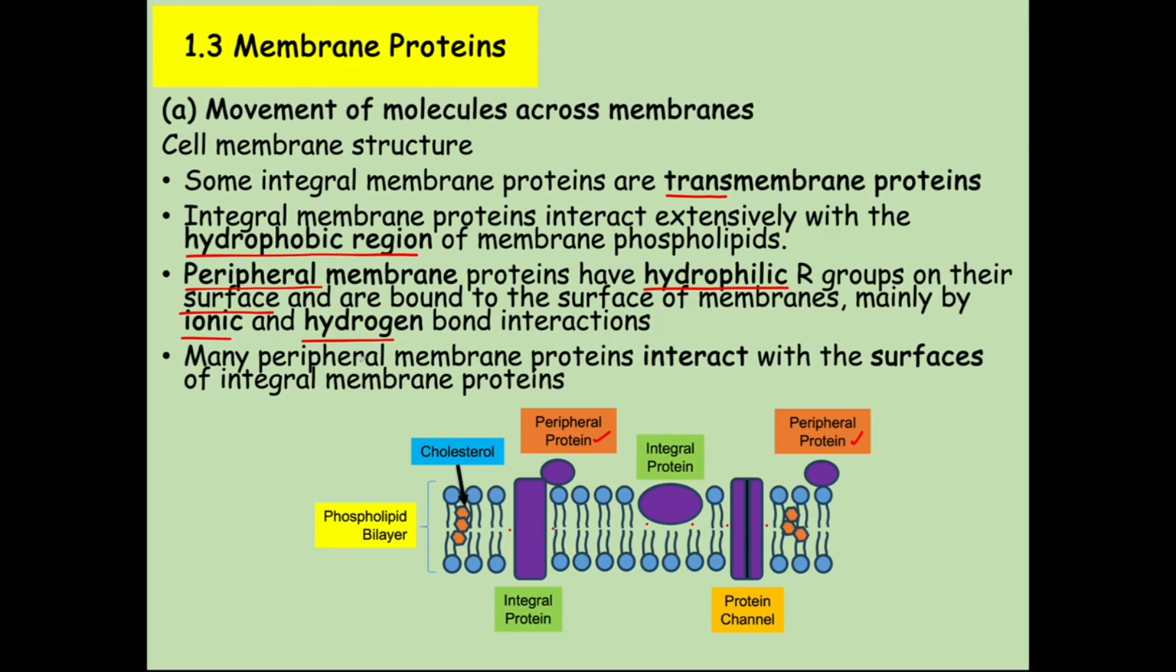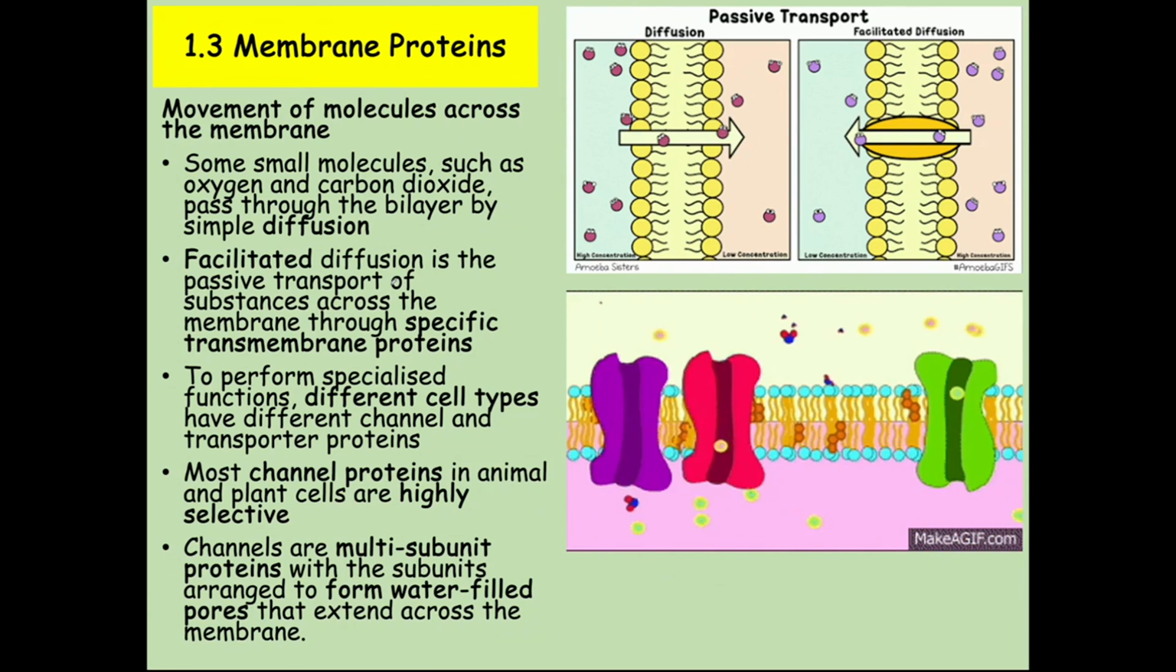Now, many of our peripheral membrane proteins interact with the surfaces of our integral membrane proteins. And we can see an example of that here. We've got a peripheral protein here, and it connects with this integral protein here. We can see another peripheral protein which doesn't do that. There are some that don't, but this one here does interact with the integral protein, and we need to remember that.